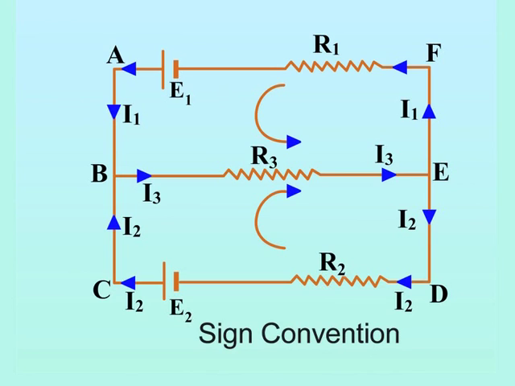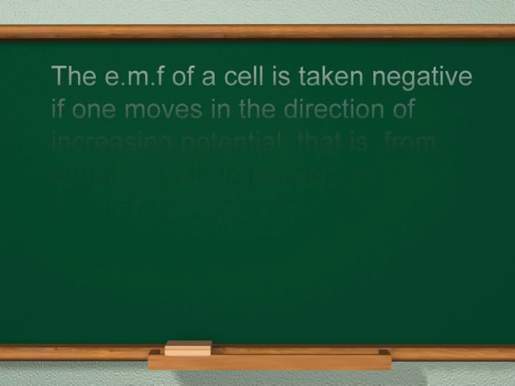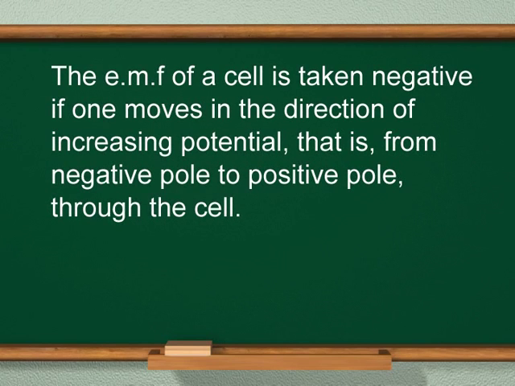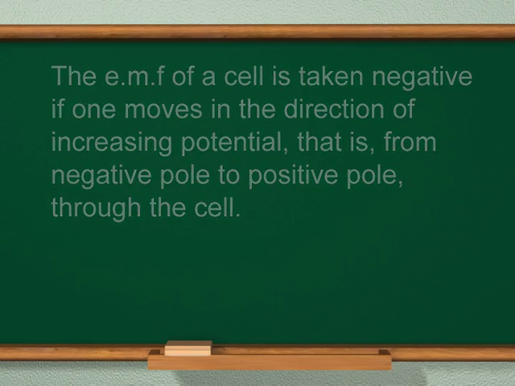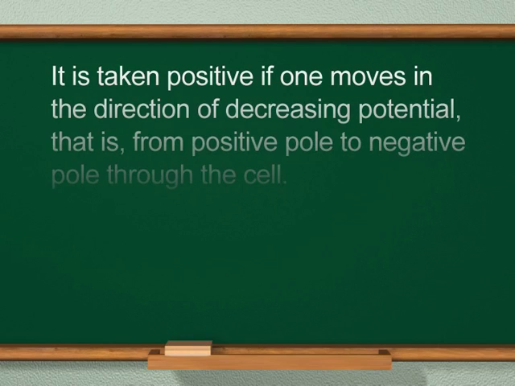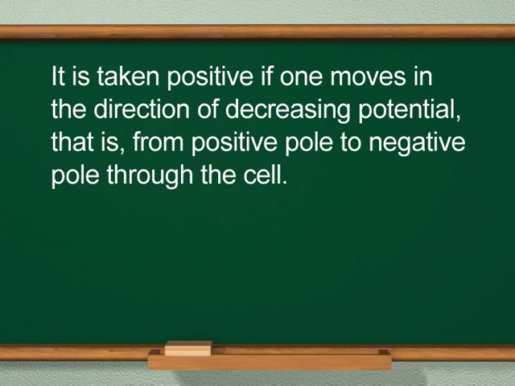If a closed path of a circuit is traversed in a clockwise or an anti-clockwise direction, then number 1, the EMF of a cell is taken negative if one moves in the direction of increasing potential, that is, from the negative pole to the positive pole through the cell, and is taken as positive if one moves in the direction of decreasing potential, that is, from the positive pole to the negative pole through the cell.